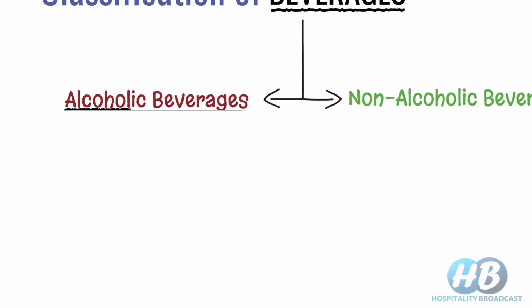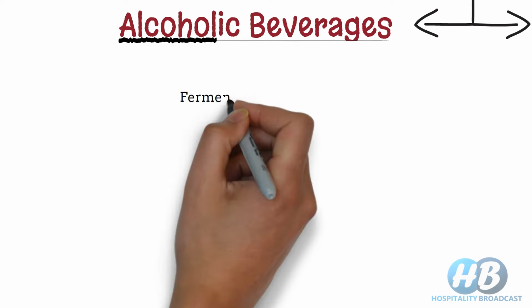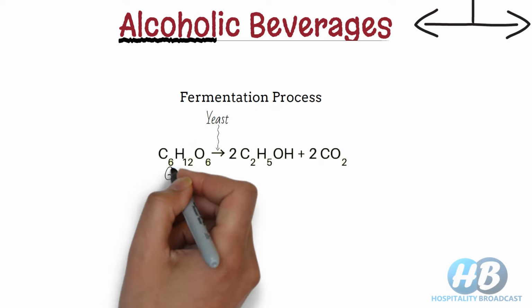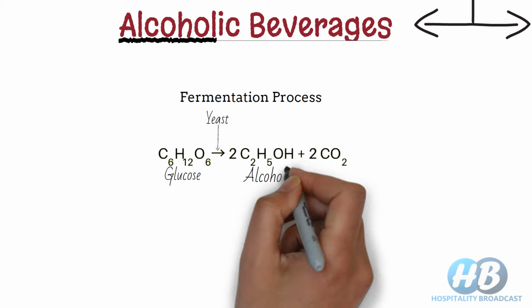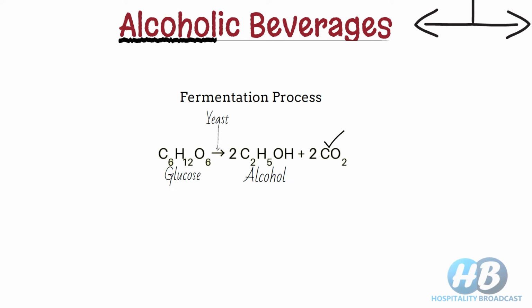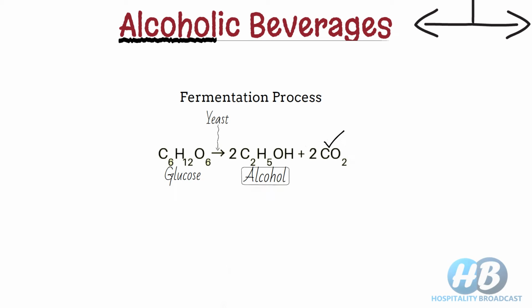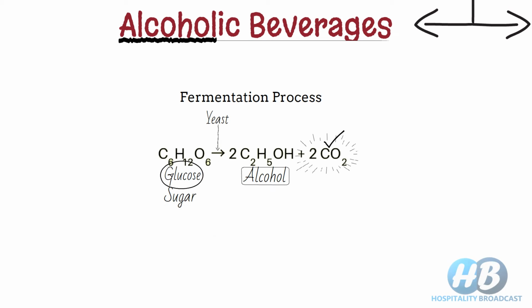Now let's come back to first category, that is alcoholic beverages. Alcohol is normally produced through fermentation process. In fermentation, action of yeast upon glucose solution breaks down the glucose into alcohol and carbon dioxide. The carbon dioxide escapes into air and we are left with fermented beverage. The glucose is a kind of sugar. For different types of sugars, check the I button above.